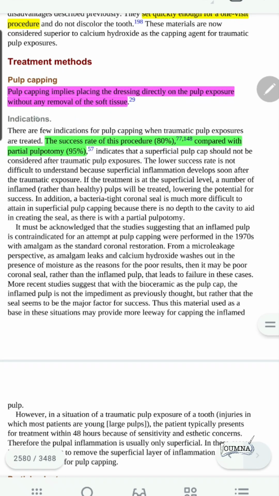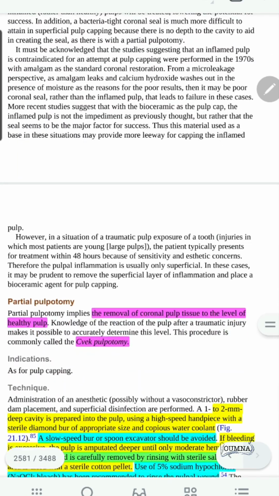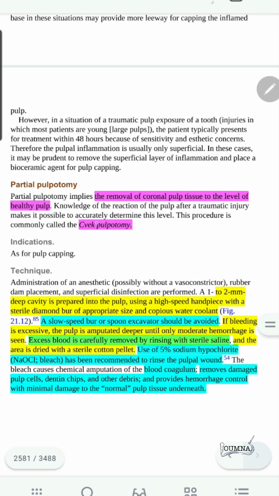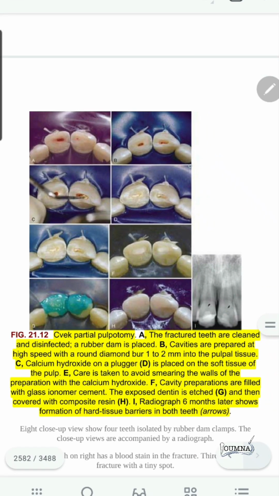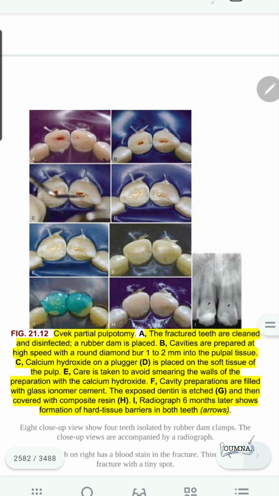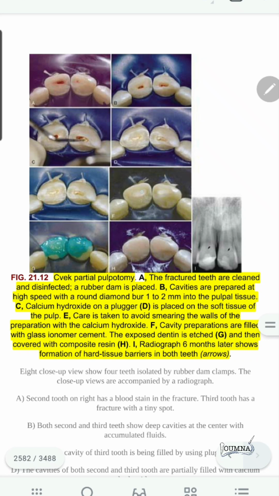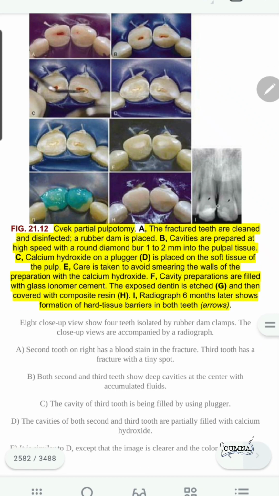The success rate is 95% when we do the pulpotomy, which is the partial pulpotomy. This is a case. We use a high-speed diamond bur, and we remove 1 to 2 millimeters of pulp tissue. Then we insert calcium hydroxide or MTA, as we said before, directly in the pulp, and we must be sure that we do not touch the walls of the tooth. Then we put glass ionomer. After that, we close it with a composite restoration. As we see after 6 months, the bridge has been built.